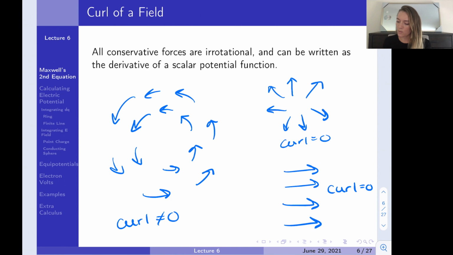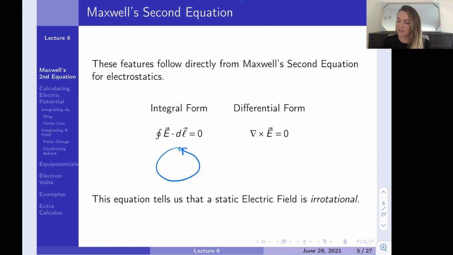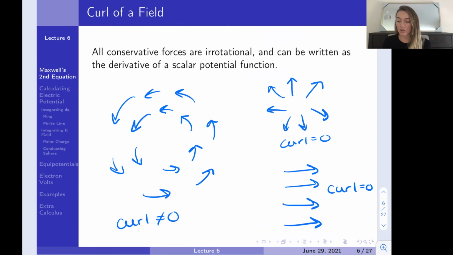So first of all, what Maxwell's equation tells us here is that you will never see an electrostatic field that is curling like this. Now again, when we get into electrodynamics, it's a little bit different. When we have time dependence, we'll augment this a little bit. But for electrostatics, you will never see an electric field like this. The electric field is irrotational. It has no rotation to it.